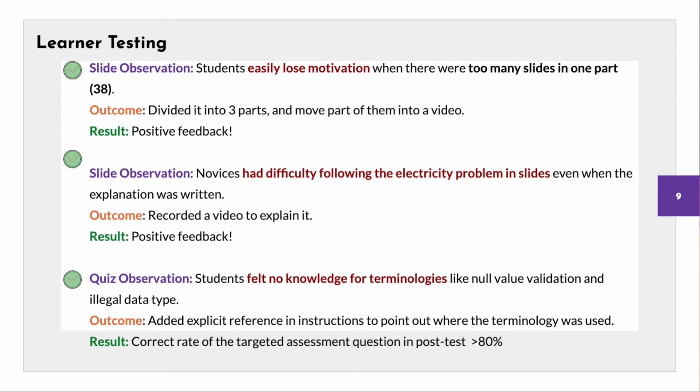Third, for the quiz observation, students felt they had no knowledge of terminologies like non-value validation and illegal data tap. So we added explicit references in the instruction to point out what non-value validation and illegal data tap are, to explain the terminology for them. The result is that the correct rate of the targeted assessment question in the post-test is more than 80%.